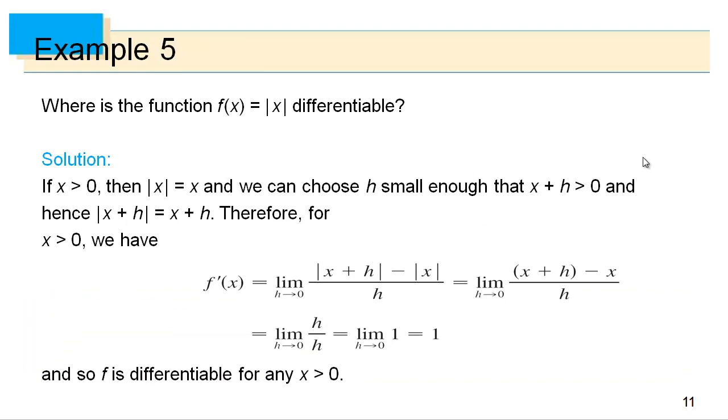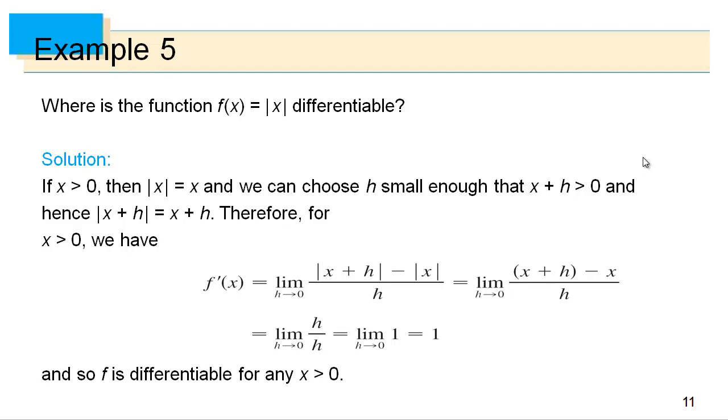Okay, with that in mind, where is the function f of x equals the absolute value of x differentiable? Well, we know that if x is positive, right, if x is greater than 0, then the absolute value of x just equals x. You put in positive 5, the absolute value gives you 5 outright. You put in positive a half, you still get a half. You put in positive 100, you still get 100. Okay. So with that, we know that we can choose h to be small enough such that x plus h is also greater than 0, and therefore the absolute value of x plus h is also equal to just x plus h.